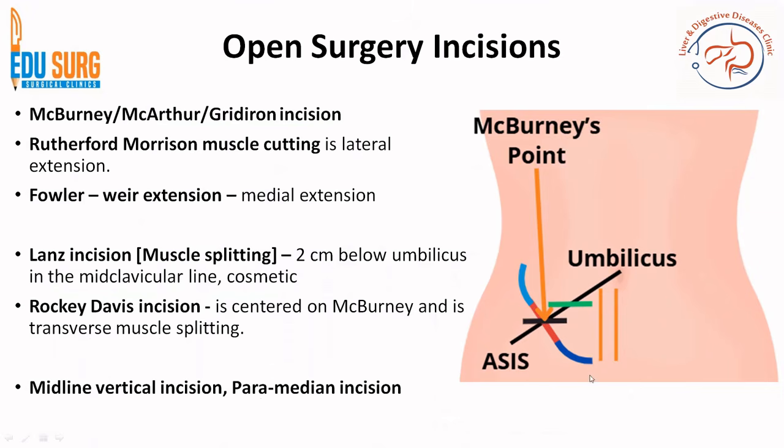So these are the incisions. You can remember this diagram. All of these can be used for an appendicectomy. Like I said, midline, paramedian, Lanz. You have the Rockey-Davis. Then you have the McArthur, McBurney or gridiron, which is the most commonly used. This is the Rutherford-Morrison extension, muscle cutting. This is the Fowler-Weir extension of the McArthur or gridiron incision.